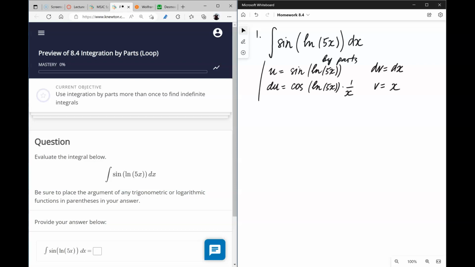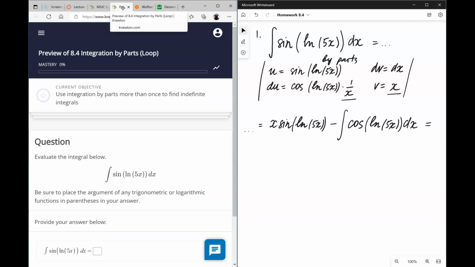And as a result, here's what we get. We get uv, so we have x sine of ln of 5x, that's uv, minus integral of v du, but you can see how v, the x, cancels this 1 over x, so we end up with the integral of cosine of ln of 5x dx.